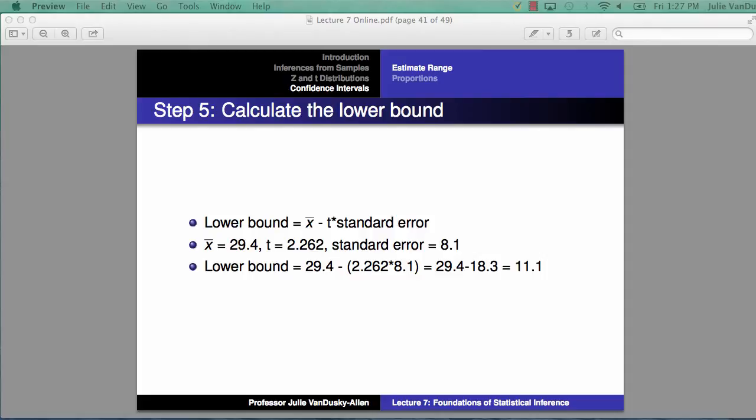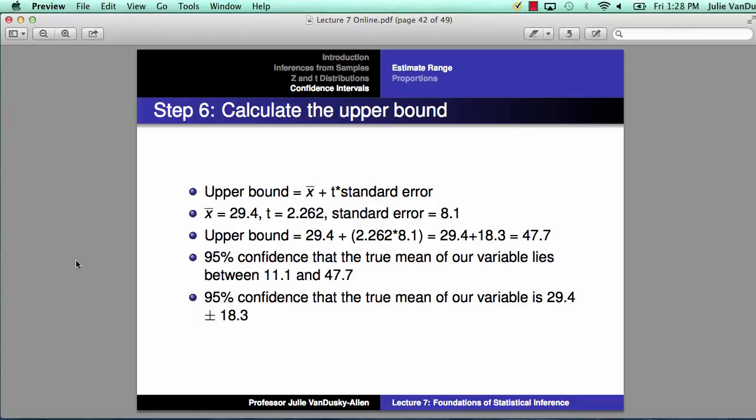Now we have all the information we need to calculate our confidence interval. The lower bound of the confidence interval is the sample mean minus the t-value times the standard error. So in this case, the calculation would be 29.4 minus 2.262 times 8.1, which equals 11.1. The upper bound of the confidence interval is the sample mean plus the t-value times the standard error. So in this case, the calculation would be 29.4 plus 2.262 times 8.1 for a value of 47.7.